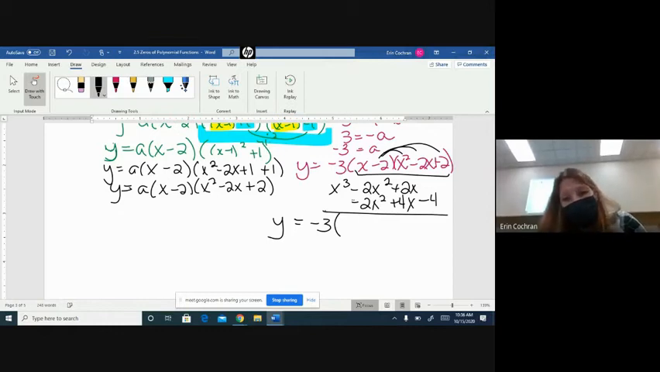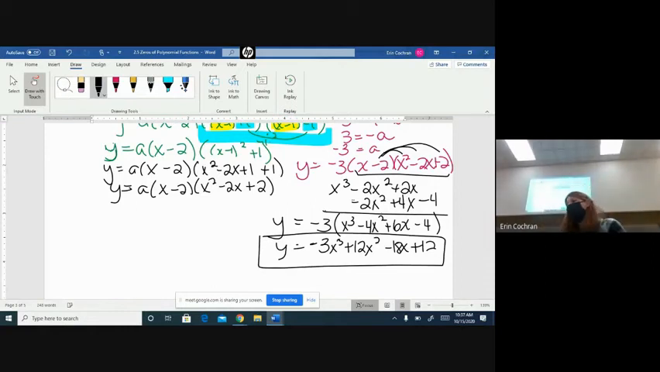So then we have x cubed. What's negative 2x squared plus a negative 2x squared? Negative 4x squared. 2x plus 4x? 6x, and then minus 4. And then what do we need to do from here? Distribute. So we get negative 3x cubed plus 12x squared minus 18x plus 12 equals y. And there is my cubic function. Whew, that took a long time, didn't it?